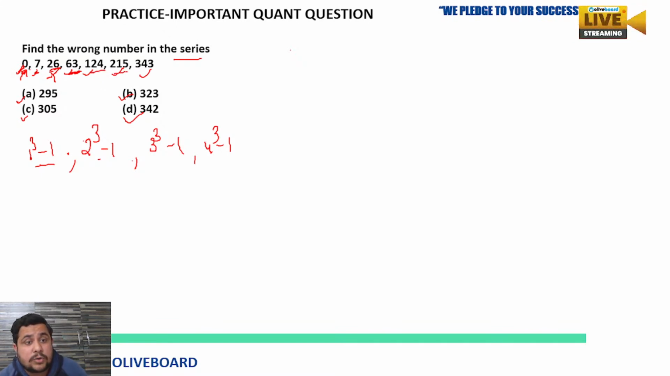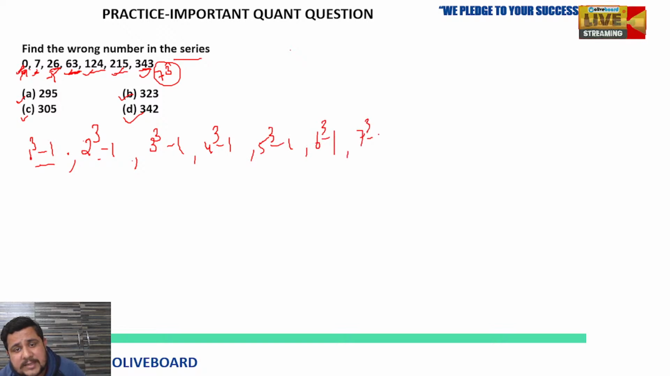Similarly, 215 is 1 less than the perfect cube of 6. So what is 343? 343 is 7 cube. As we can see, 5 cube minus 1, 6 cube minus 1, 7 cube minus 1 must be there. So 2 cube minus 1, 7 is there. 3 cube minus 1, 26. 4 cube minus 1, 64 minus 1, 63 is there. 5 cube minus 1, so 124 is there. 6 cube minus 1, 215.